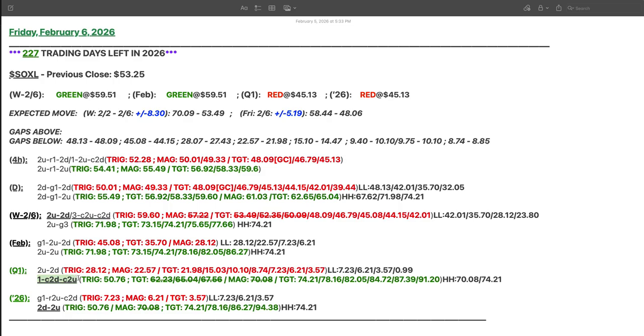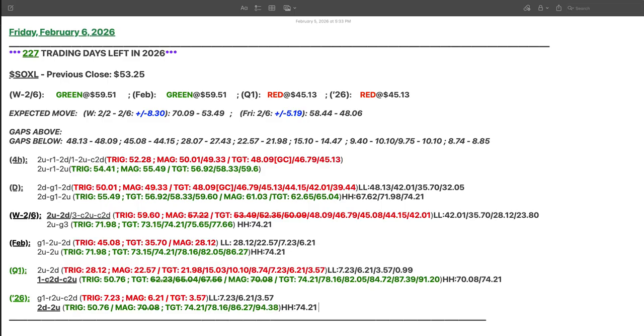On the quarter, we talked about how we got a 1 combo 2 down, combo 2 up, ran the STRAT, reached magnitude at 70.08. So not unreasonable to see this pullback that we're seeing. Same with the year. We ran that 2 down, 2 up STRAT, reaching magnitude at 70.08. So once again, not crazy to see some pullback here. All right. But there you have it.